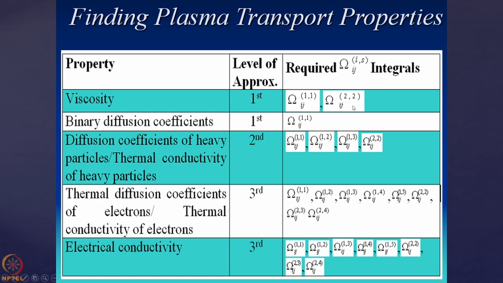The collision integrals that will be required are shown over here. And you know that for the thermal diffusion coefficients of electrons, even the second-order approximation is not sufficient, you need to go for the third level of approximation. Similarly for electrical conductivity, you need to go for the third level of approximation. As you increase the level of approximation, you require more collision integrals, and the calculation is a bit intensive, but anyway they are fairly doable, there is no issue in that.